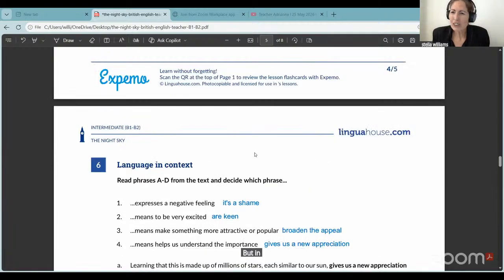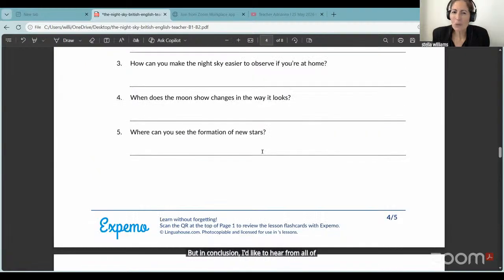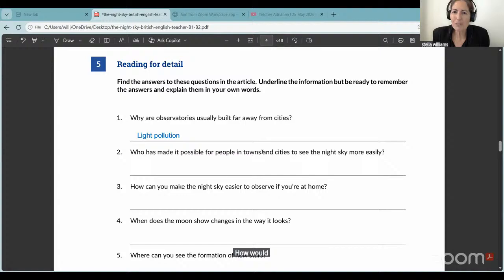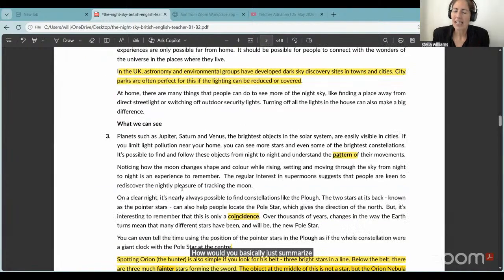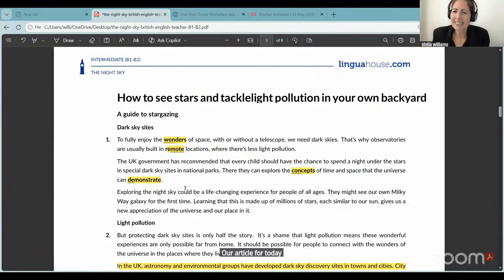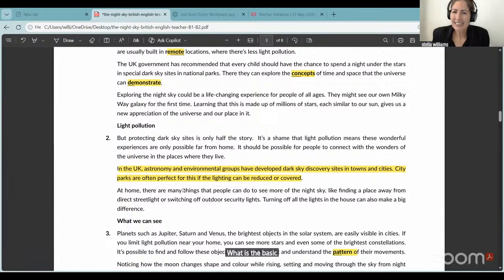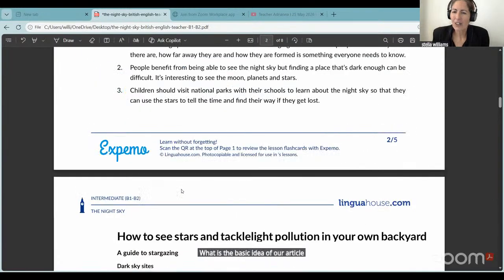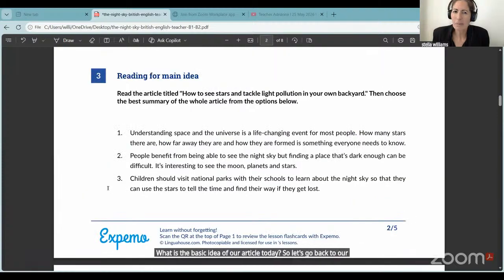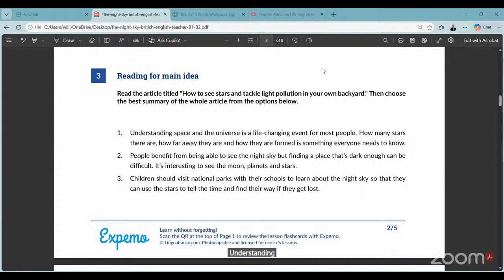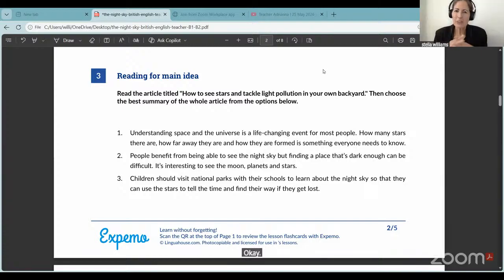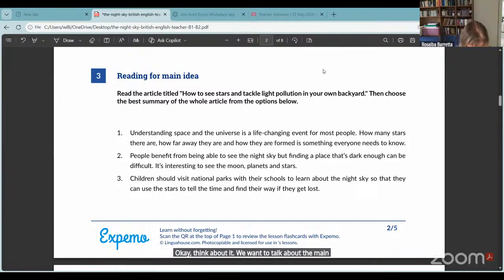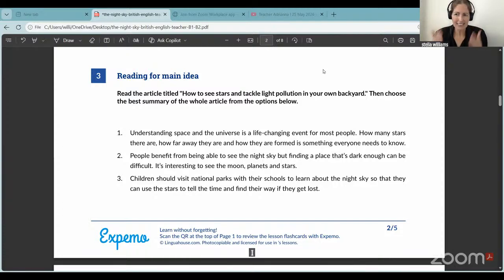So, okay, guys, we've actually run out of time. But in conclusion, I'd like to hear from all of you. How would you basically just summarize our article for today? When we look up at the night sky, what is the basic idea of our article today? So let's go back to our 3 points. What would you say was the main idea of our article today? Understanding space. Okay, think about it. We want to talk about the main idea. Okay, not just about facts.